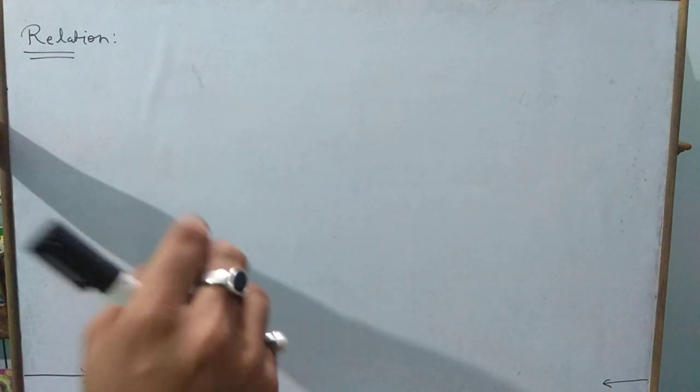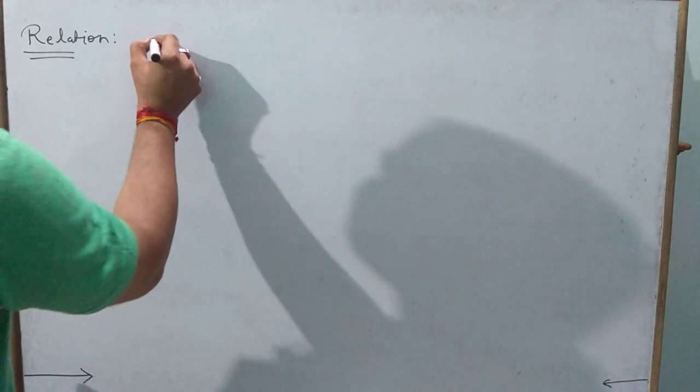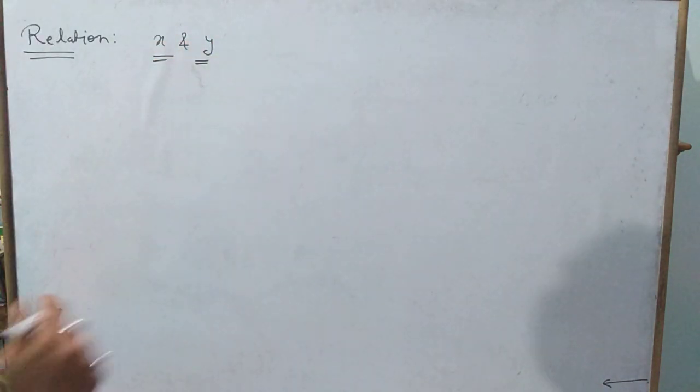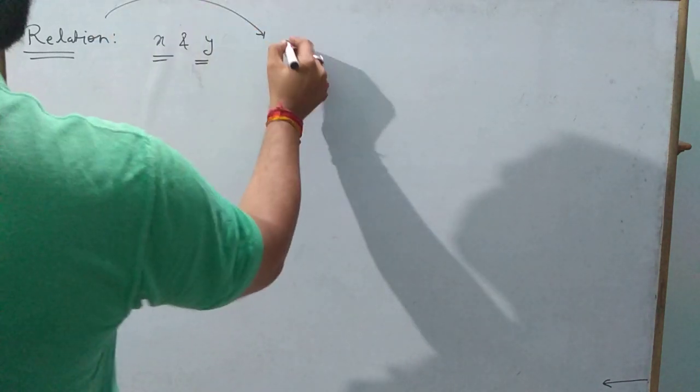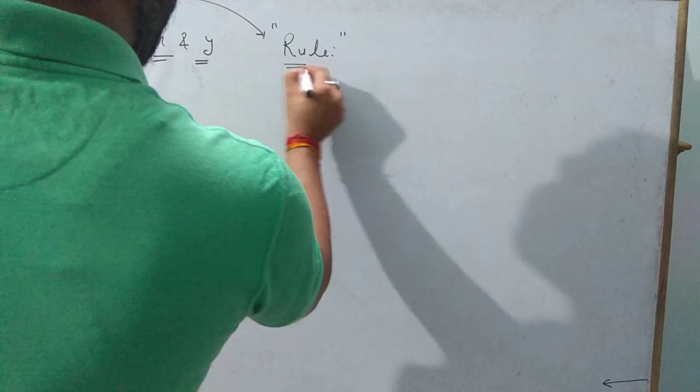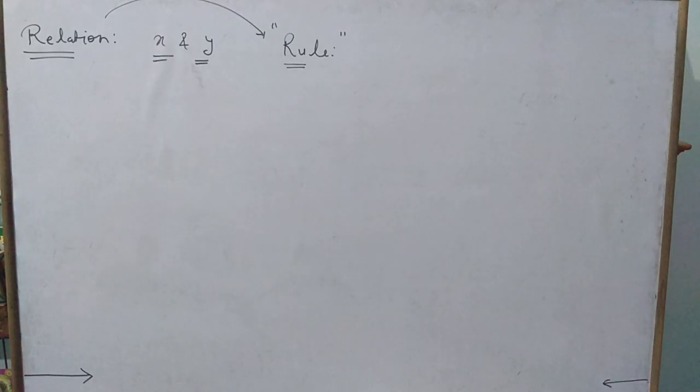Similarly, friends have a relation. There are so many other relations, but they are not counted in maths. In mathematics, relation means connecting two elements, like x and y, with a certain rule. So relation, simply said, is a rule. We are finding those pairs which satisfy a particular rule, and that is called a relation.